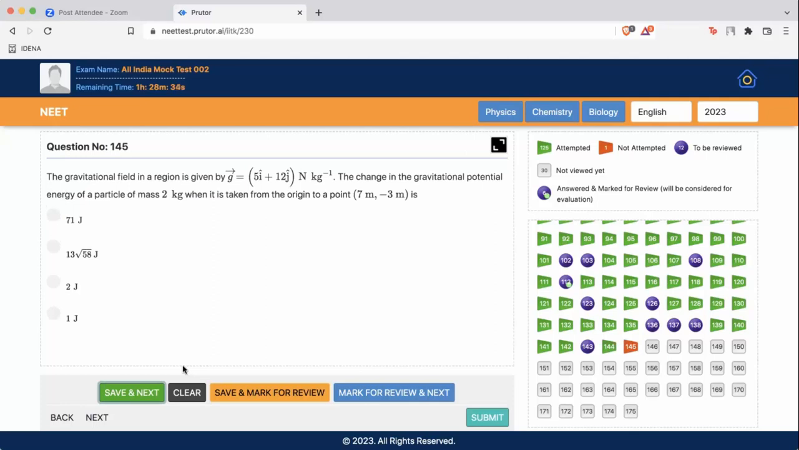Taking from the origin to a point 7 minus 3. Okay, so this is easy. You just have to check how much the x component changes and how much the y component changes.